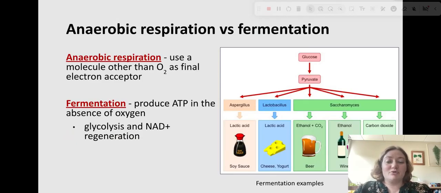All right, so we're going to talk about anaerobic respiration and fermentation. They are different from one another, right? Anaerobic respiration is basically cellular respiration, but uses a molecule other than oxygen as the final electron acceptor. Whereas fermentation produces ATP in the absence of oxygen, but doesn't go through all the steps of cellular respiration. Instead, it just goes through glycolysis and the regeneration of NAD+. All right, so we're going to talk about both of these.